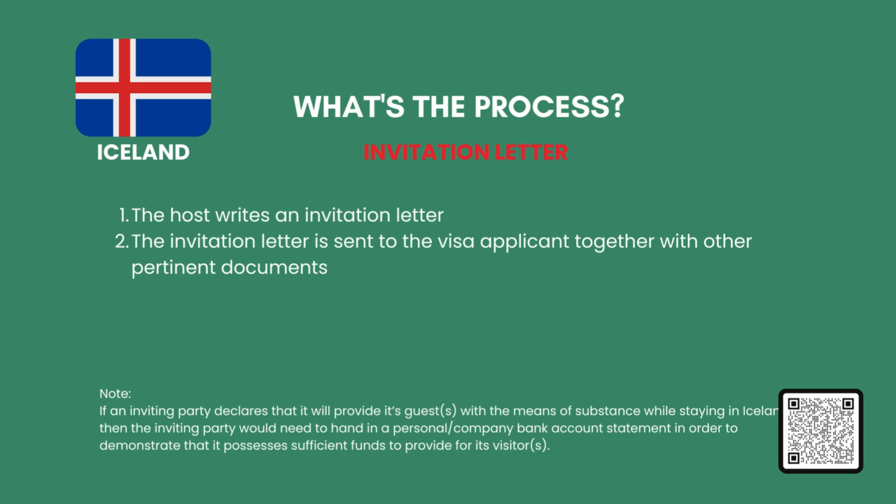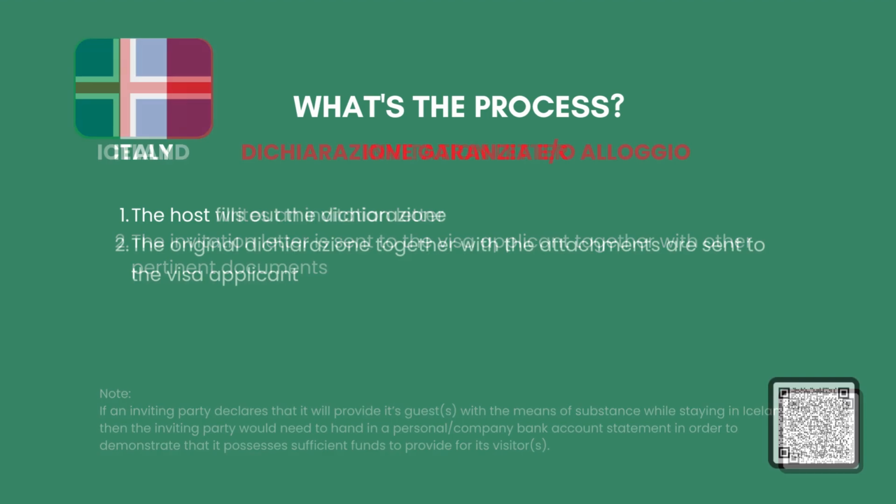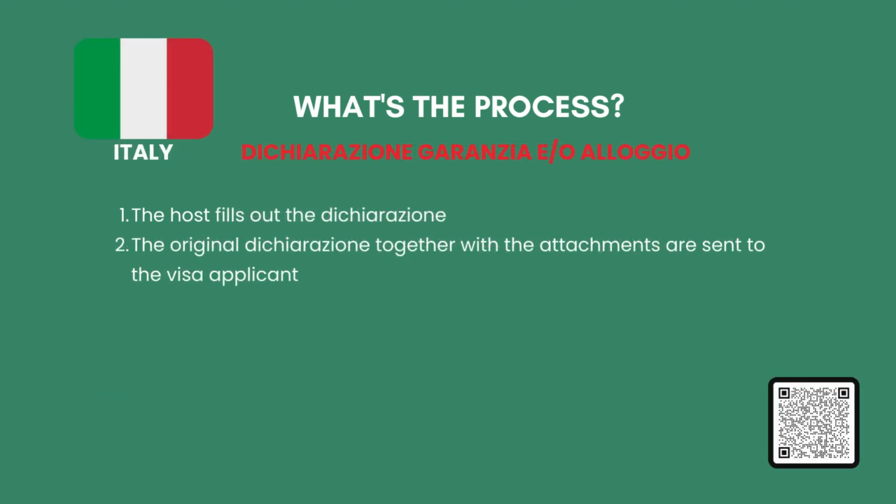Next, for Italy. Italy has their own formal obligation form. It's the Dichiarazione, a declaration of guarantee. The host fills out the form, and then the form together with the attachment are sent to the visa applicant. You can scan the QR code to see the form.